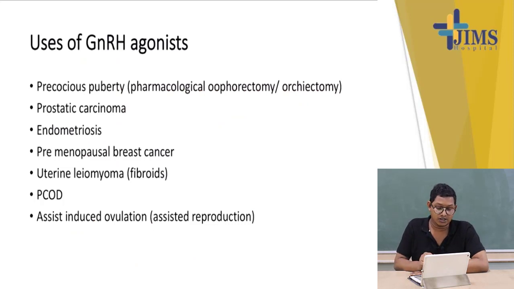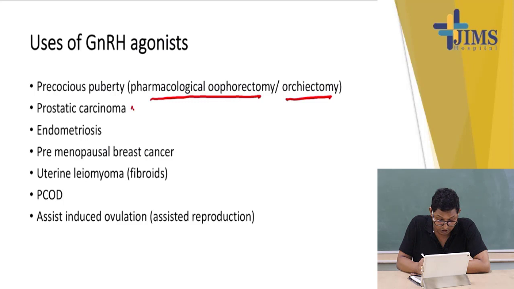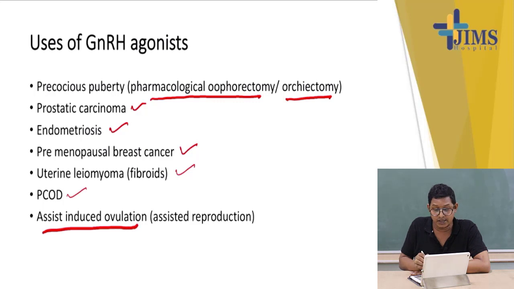Use of GnRH agonists: we can use them in precocious puberty, where they cause pharmacological oophorectomy and orchiectomy. They are used in prostatic carcinoma, endometriosis, premenopausal breast cancer, uterine fibroids, polycystic ovarian disease, and to assist induced ovulation in assisted reproduction.